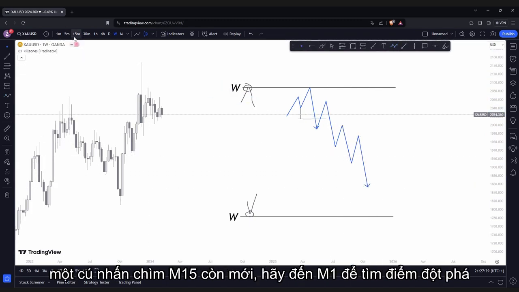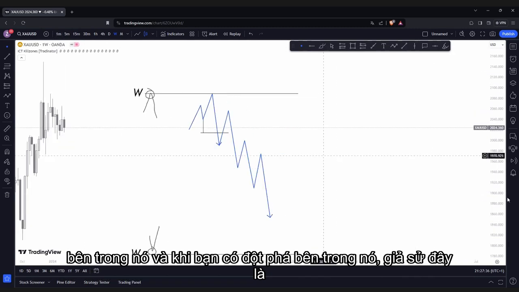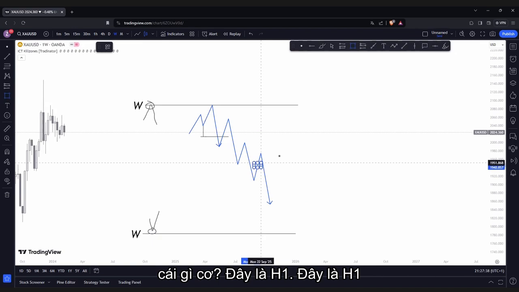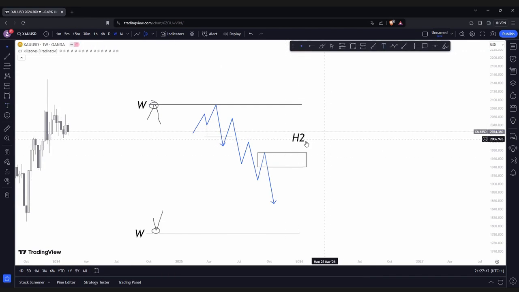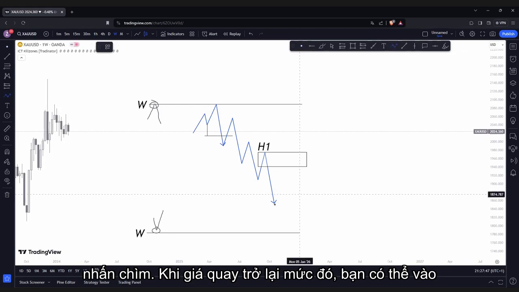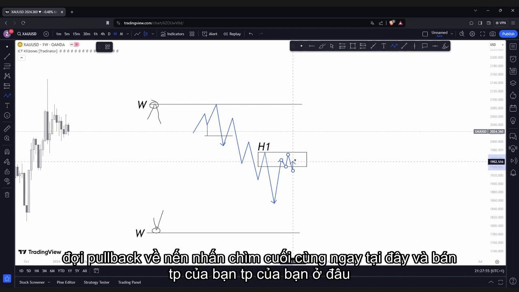So if you have an M15 engulfing that is fresh, go to the M1 looking for the breakout inside of it. And once you have the breakout inside of it, let's say this is an H1 engulf. When price goes back to it, you can go to the M15 looking for one of the engulf patterns. So let's say you have the QM pattern. You're going to wait for the pullback to the last engulf candle right here and sell.